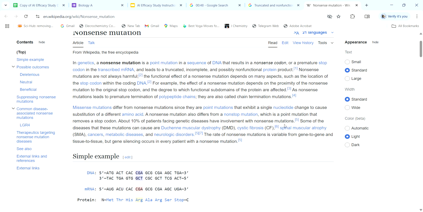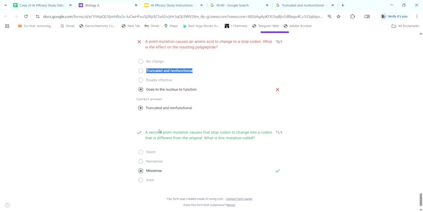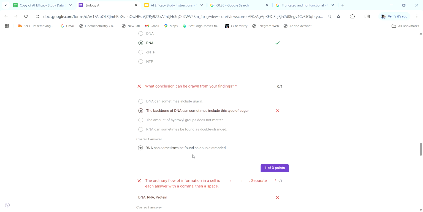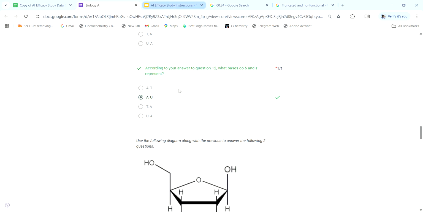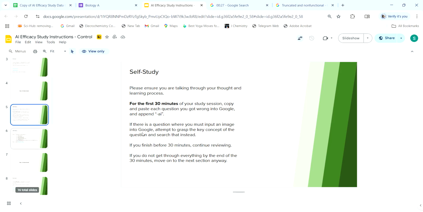Okay, great. So next, all are completed, so I will move to the next part. The next part is another 30 minutes. Then search this on Google and append with AI.